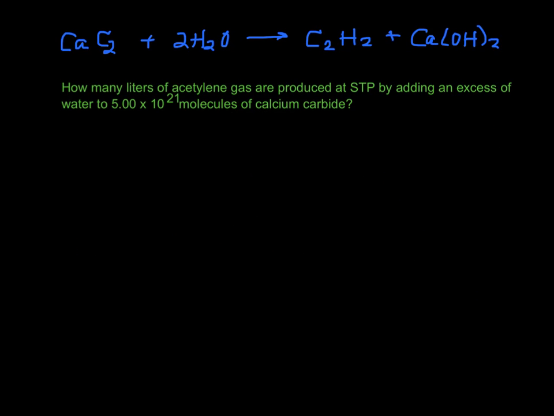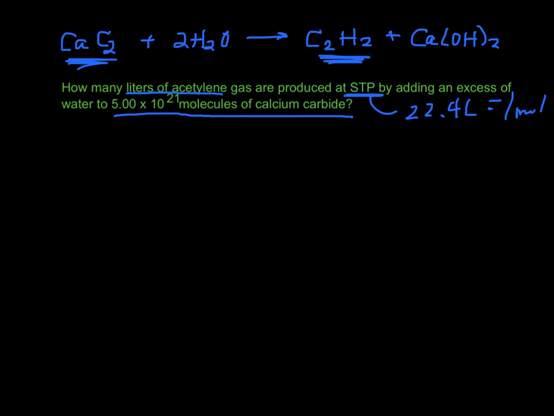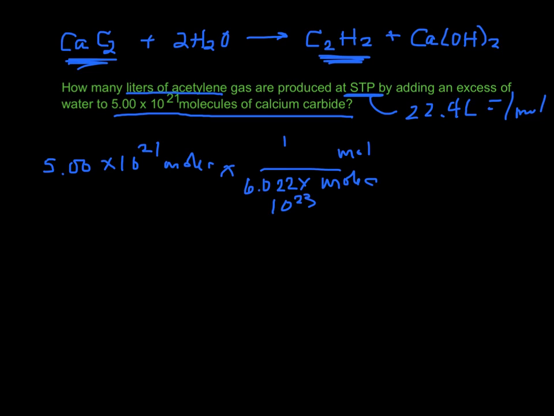Last example. How many liters of acetylene are produced at STP? STP, we're talking about a gas, that means we can use 22.4 liters equals 1 mole. I'm going to start with this many molecules of calcium carbide, 0.022 times 10 to the 21 molecules. So we're going to change molecules to moles here, using Avogadro's number, 6.022 times 10 to the 23rd. And then, once again, we've got a mole ratio.